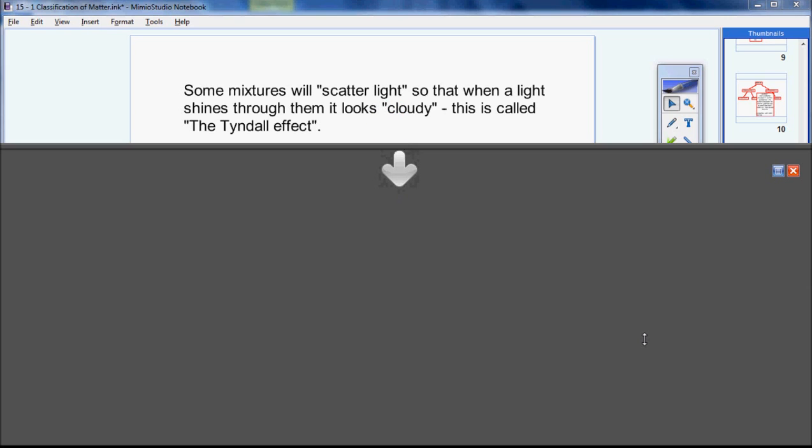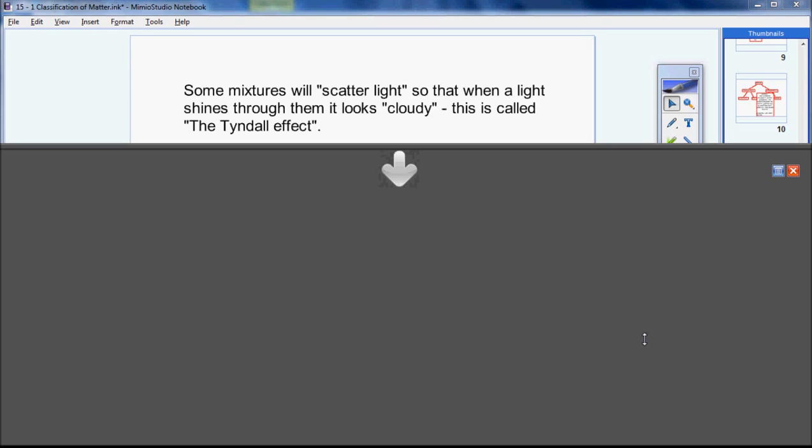It's actually, remember, the light waves are extremely thin, and when they hit these different particles, they will bounce off in strange directions, and so it makes it so the light is not traveling in the path that it normally would, and it gives it that cloudy effect.